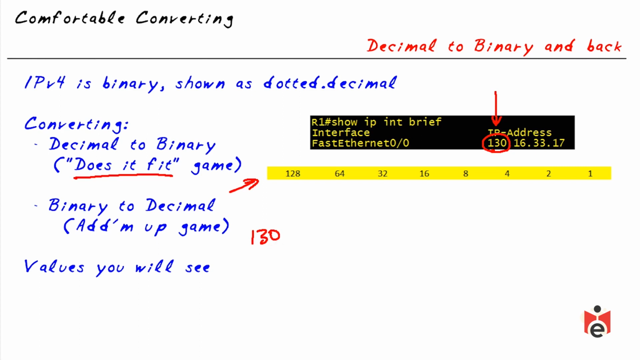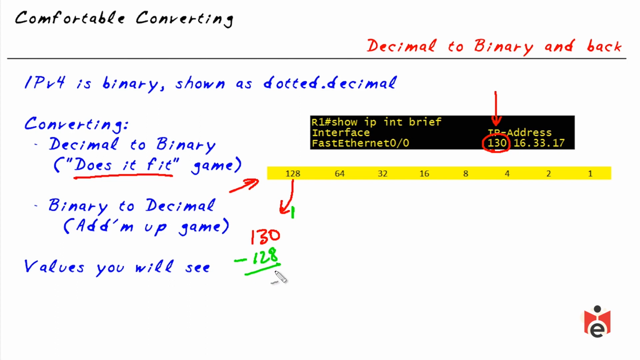And all we need to do is take this very first number on the far left, 128, and ask ourselves the question, does it fit? Does 128 fit into 130? Yes or no? It's a binary question. If the answer is yes, we're going to put a bit on in that position. And we're also going to subtract that value of 128 from the number we're trying to convert.